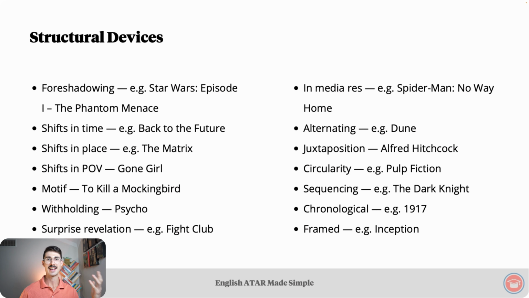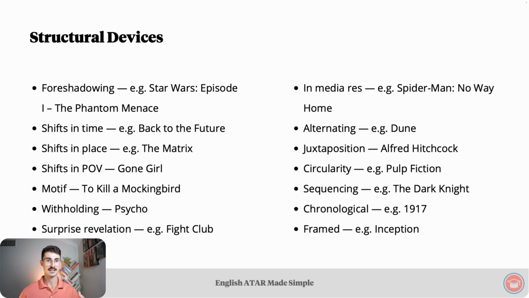Bear with me. As we saw, for foreshadowing, our example was Star Wars Episode 1, The Phantom Menace, how Anakin is foreshadowed as the big baddie. For shifts in time, our example was Back to the Future, going from 1985 to 1955. For shifts in place, we've got The Matrix, with the dream world and then the real world. For shifts in point of view, we had Gone Girl, with Nick's perspective and then Amy's perspective.